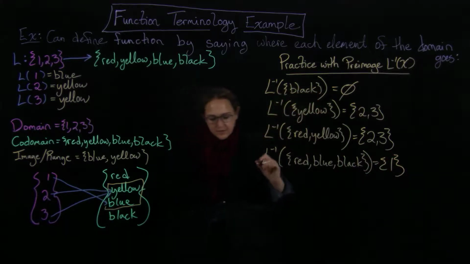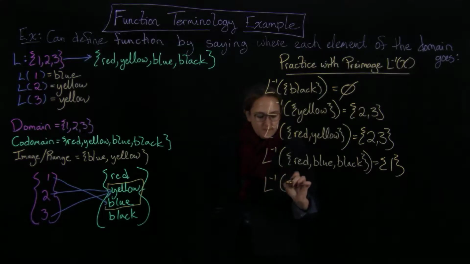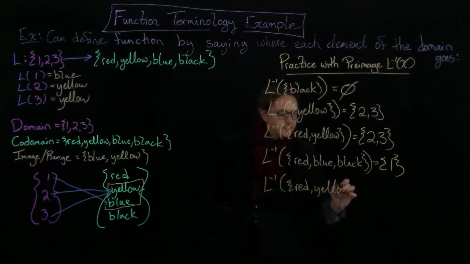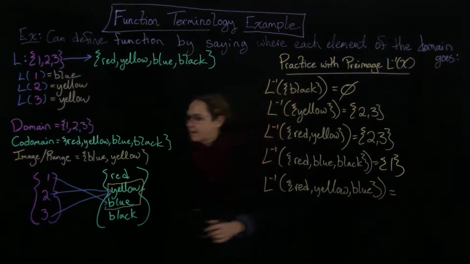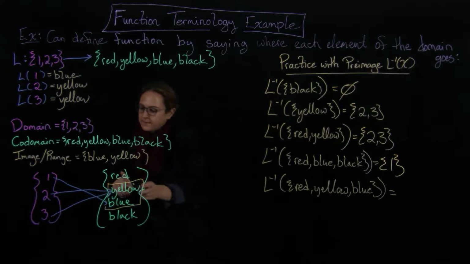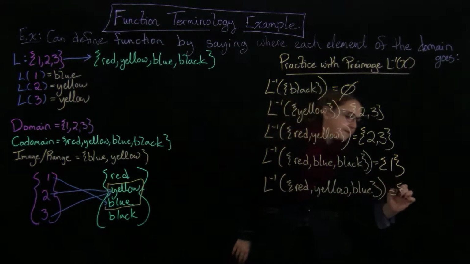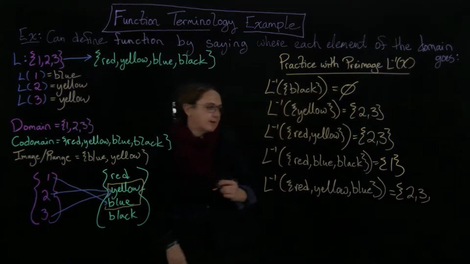Okay, and now let's try one more, which will be L inverse of red, yellow, and blue. Okay, so for red, there's nothing. For yellow, I get 2 and 3. And then for blue, I get 1.